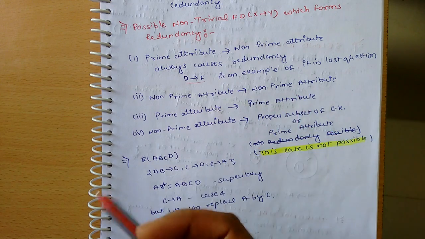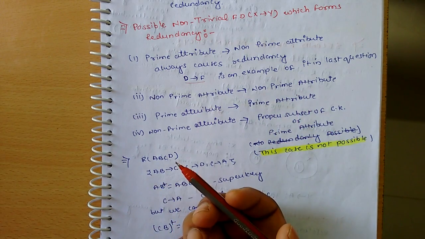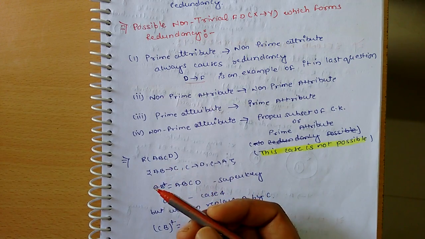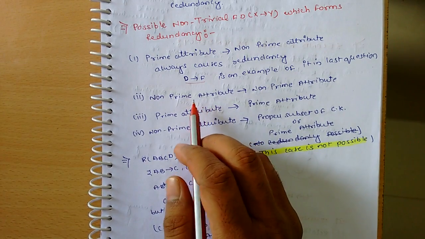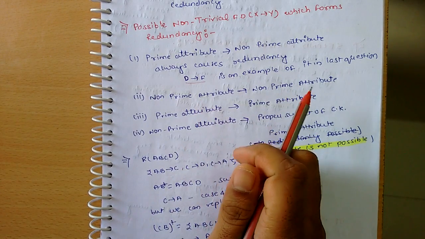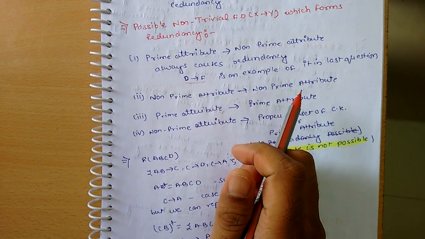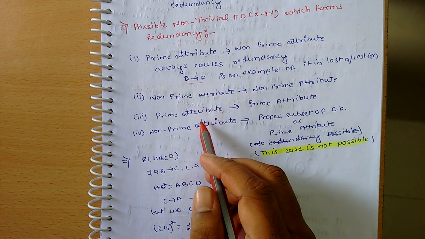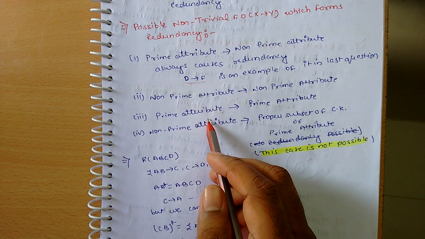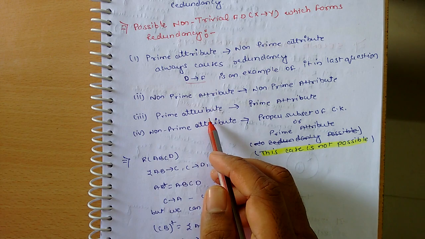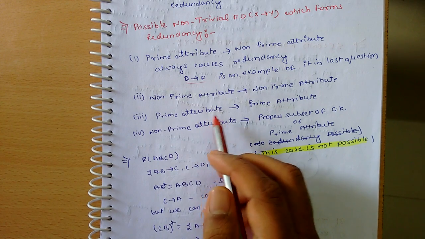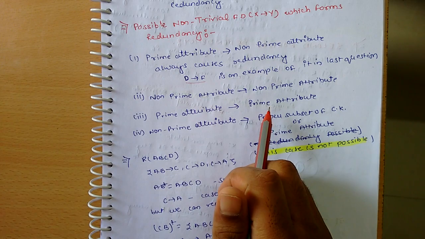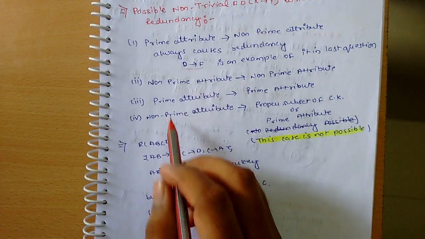The second reason is non-prime attribute to non-prime attribute. Those attributes which are not a subset of a candidate key are called non-prime attributes, and if a functional dependency is given as non-prime attribute to non-prime attribute, then it will cause redundancy in our relation. The third reason is prime attribute to prime attribute. As I told you, prime attributes are the attributes which are a subset of a candidate key. If a functional dependency is given as prime attribute goes to prime attribute, then it will cause redundancy.